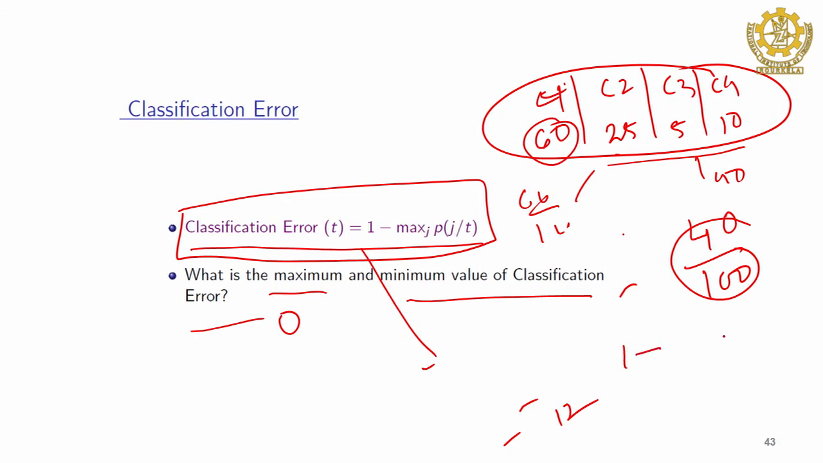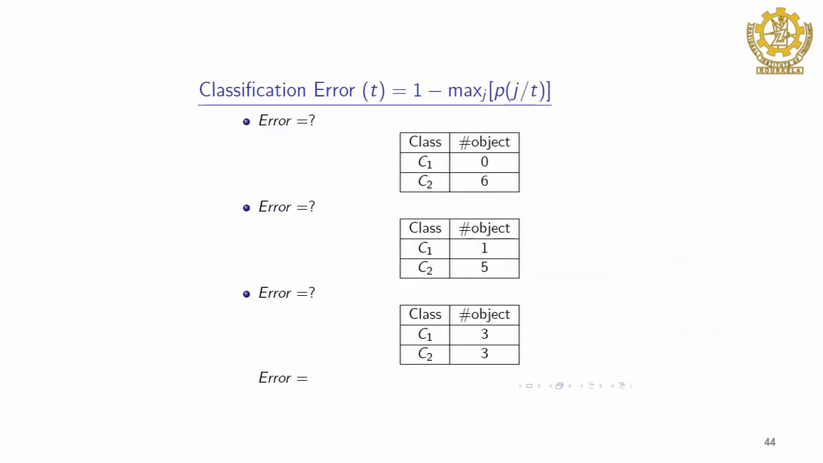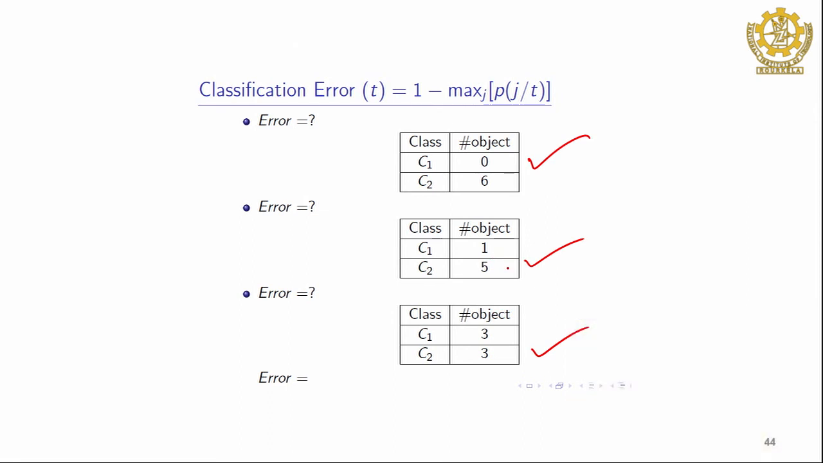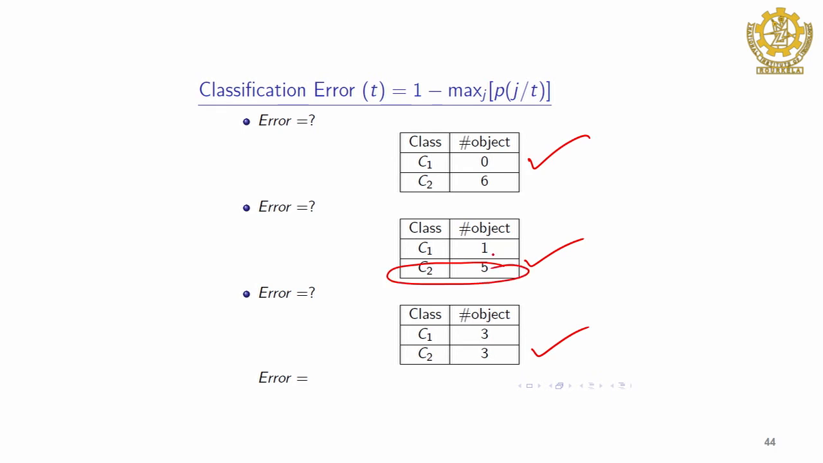1 minus 1 by NC. Here are a few examples. What will be the classification error here? And here? And here? It is very simple. Here the classification error means the majority of patterns belong to class C2, so the error will be 1 by 6. And here there is no error, so it will be 0.